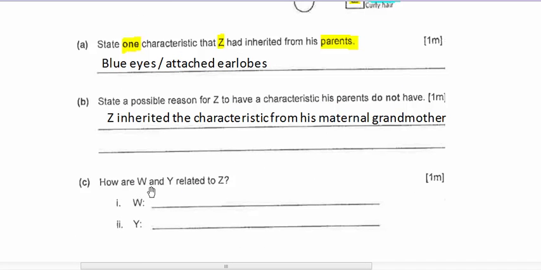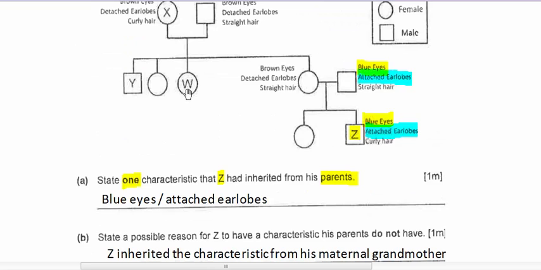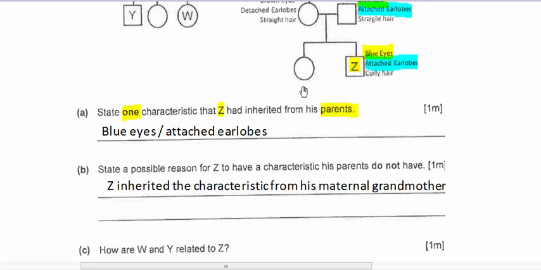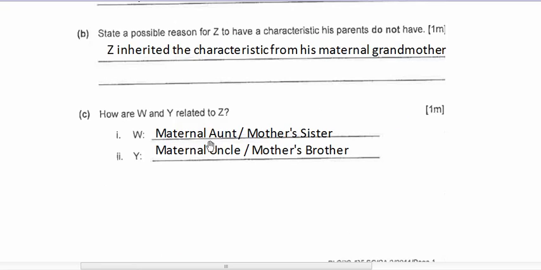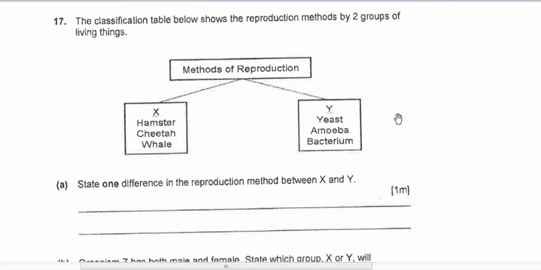So this part, W and Y, how are they related to Zach? W is the sister of the mother. Y is the brother of the mother. So it's basically aunt and uncle. So it's either the maternal aunt or mother's sister, or maternal uncle or mother's brother. Okay? Let's look at question 17.